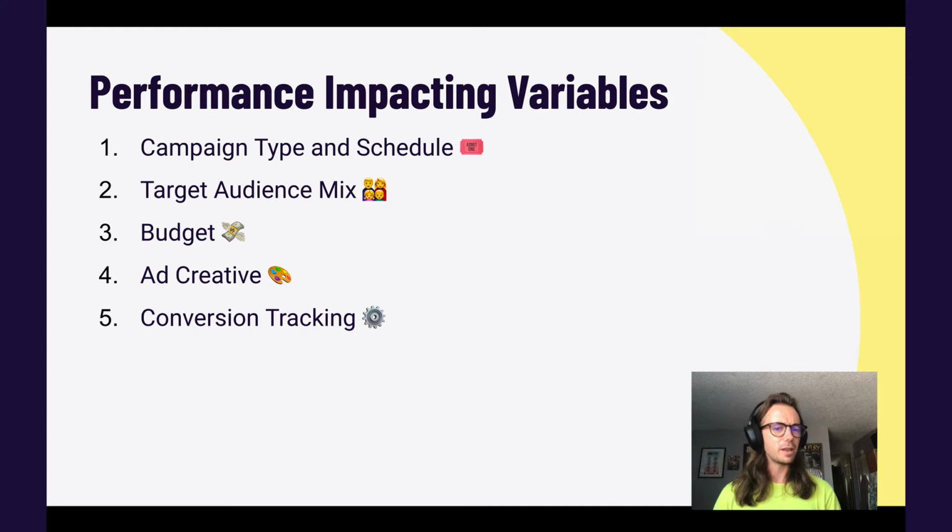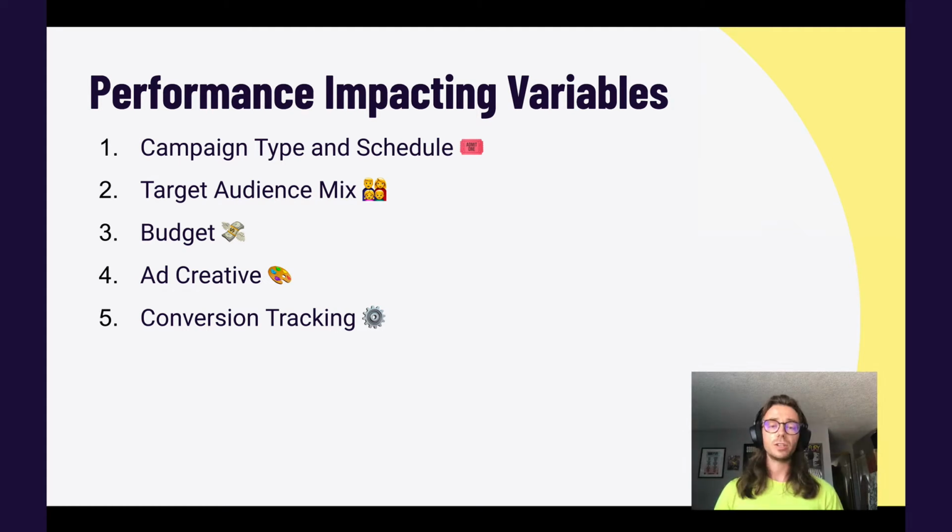So first, let's cover the 5 main variables that go into your ad campaign's performance. The first one is the campaign type and schedule. So what type of campaign am I running and when am I running that? The second is our target audience mix. So who are we targeting? Are we targeting individuals with purchase intent in this current period of time?